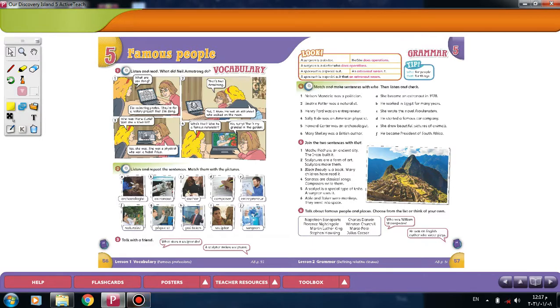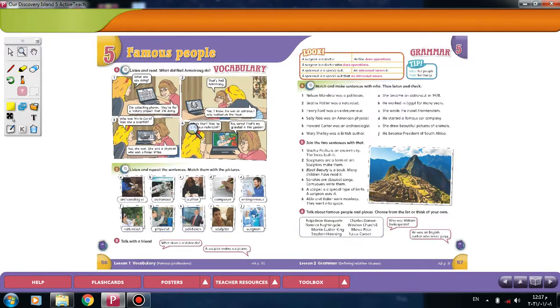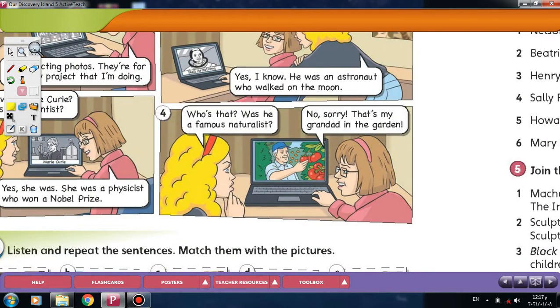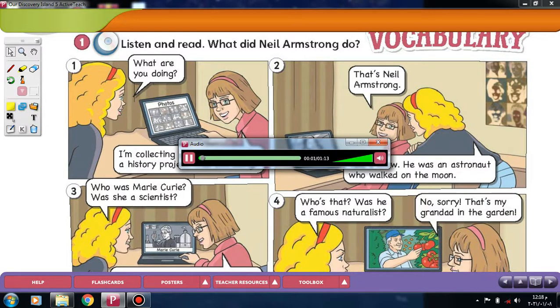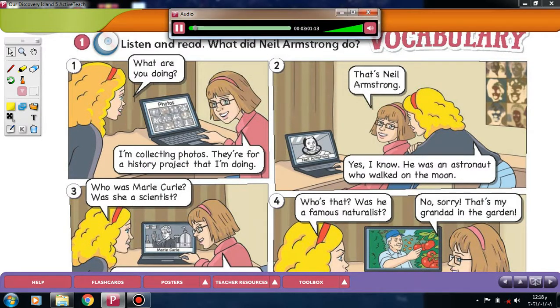And now let's know what we are talking about in here. Now it says, listen and read. What did Neil Armstrong do? So let's listen together and listen to this conversation. Page 56, Unit 5. Please open Lesson 1, page 56. Activity 1. Listen and read. What did Neil Armstrong do?